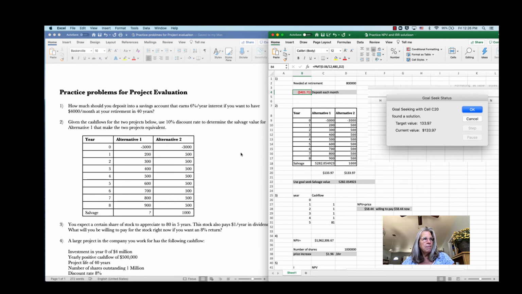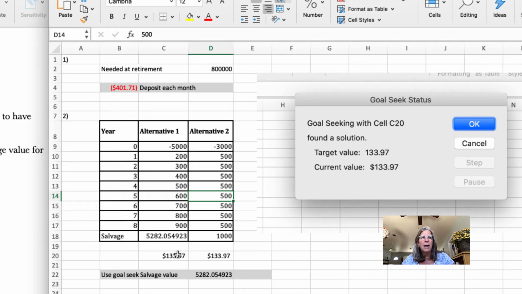The next problem, number 2, is looking at the cash flows of two projects, Alternative 1 and Alternative 2, and using a 10% discount rate to determine the salvage value for Alternative 1 that will make the two projects equivalent. What I'm going to do here is set up this equation and calculate the present value of each of these alternatives.